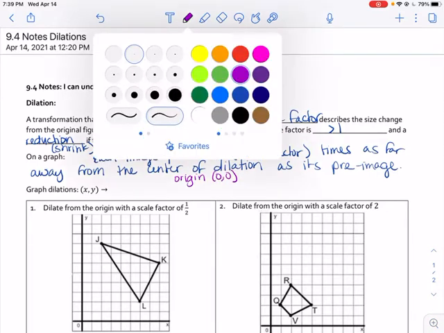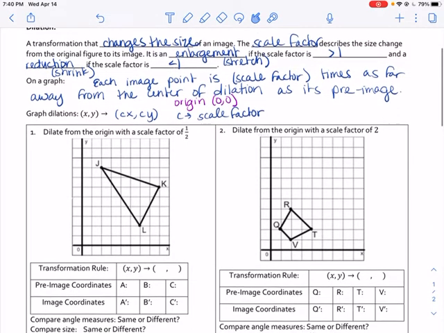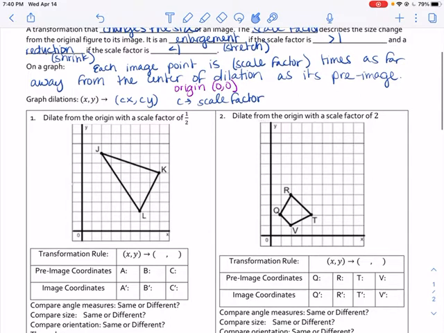So because it's 0, 0, we can graph dilations and we can use the rule that we just multiply each coordinate by the scale factor. So we're going to call the scale factor C, and we multiply that number times x and y. So C is the scale factor. So we're going to do a couple examples where we perform the dilation. And it's actually easiest to use the rule for a few times until you get used to it.